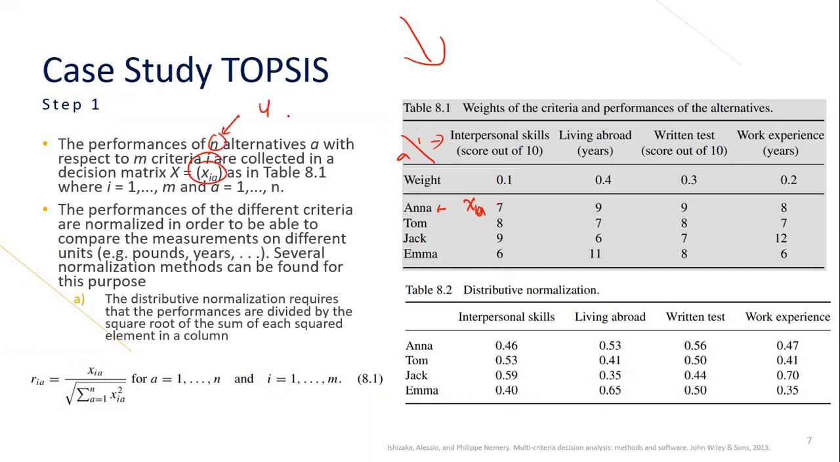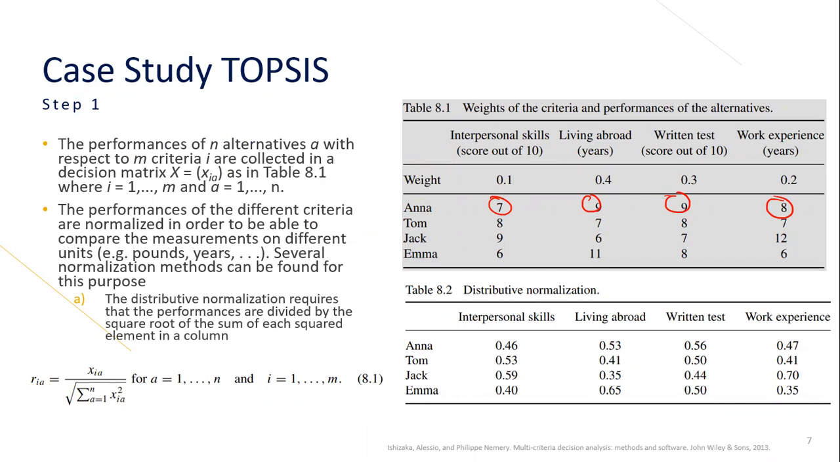N is the number of alternatives, it's 4. A is the set of the alternatives: Anna, Tom, Jack, Emma. M is the number of criteria, which is also equal to 4. I here is equal to the set of criteria: interpersonal skill, living abroad, written test, and working experience. Okay, this is the first step: finding this score for each alternative. Now we move to the second step.